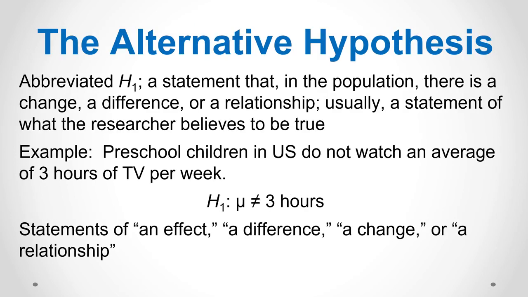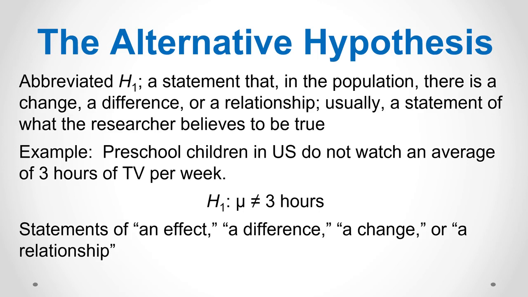The alternative hypothesis is a statement that in the population there is a difference, a change, an effect, or a relationship. It directly contradicts the null hypothesis by stating that the actual value of a population parameter is less than, greater than, or not equal to the value stated in the null hypothesis. Notice that the alternative hypothesis contains a statement of inequality. The alternative hypothesis is usually a statement we are trying to find evidence for or a claim the researcher believes to be true.